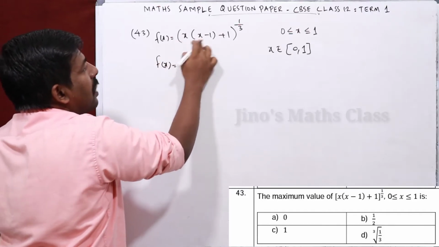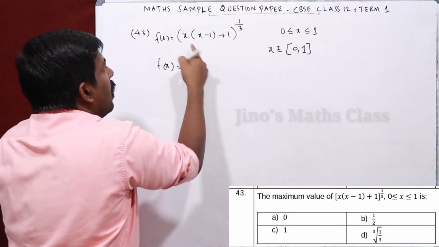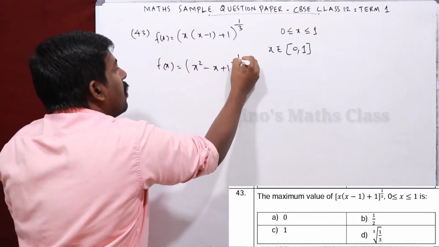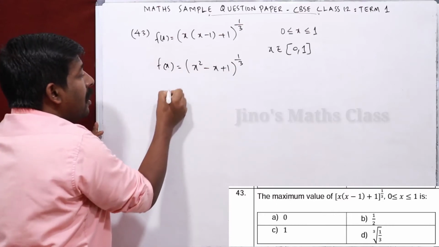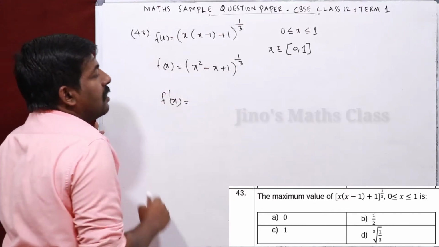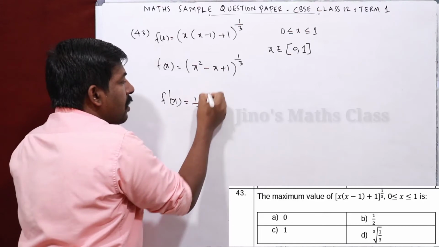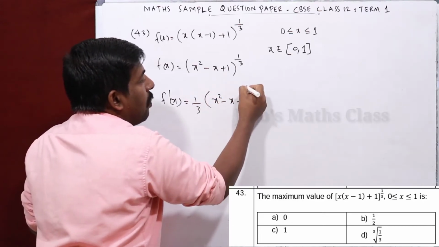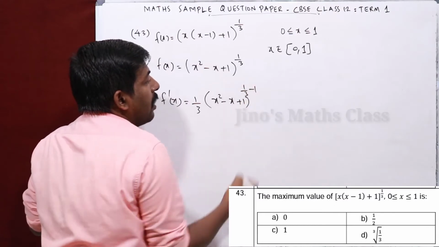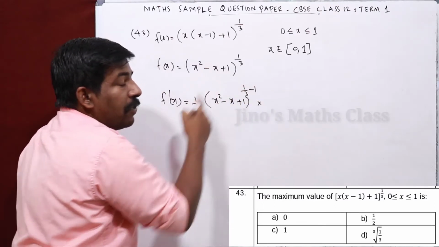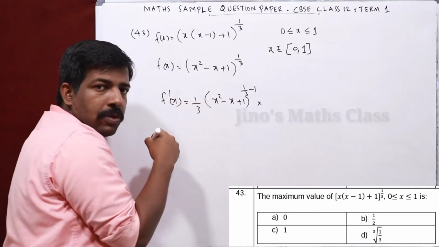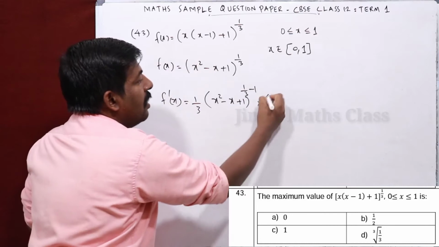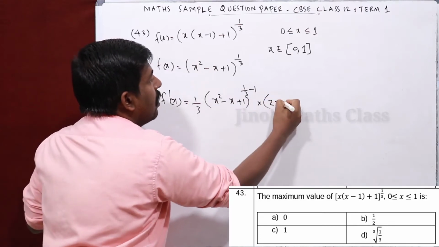and we can make a simplification inside. Here we can multiply x into x is x square, x into minus 1 is minus x, here it is plus 1, to the power 1 by 3. Now we can find the derivative f dash x, that is equal to 1 by 3 into x square minus x plus 1 to the power 1 by 3 minus 1, into the derivative of the inside function, because it is a composite function. So we have to multiply with the derivative of the inside thing. That means here it is 2x minus 1.